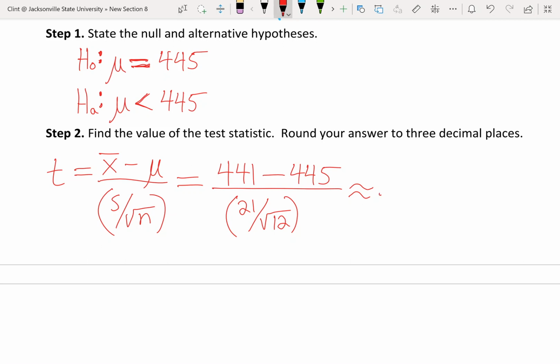Here I get negative 0.69, I don't know, 6598 something. So when we round to 3 places, this is one that's a little tricky to round. The 9 rounds up to a 10, so we have to carry the 1, so it'll be negative 0.660.